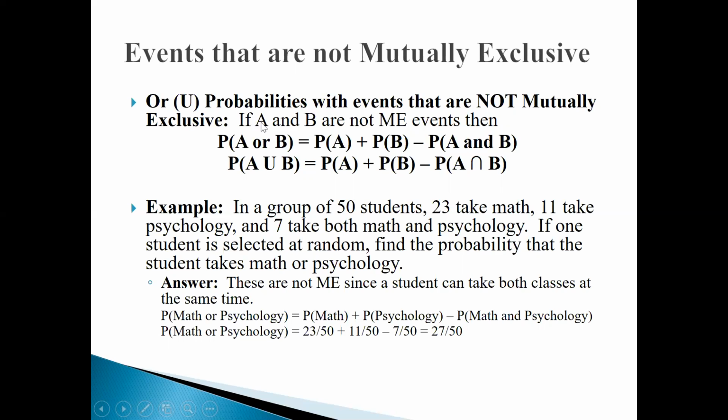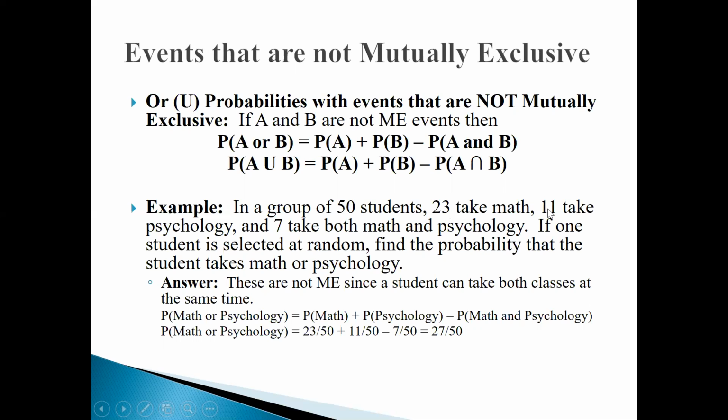So if we want to find a student takes math or psychology, we have to take the probability of math plus the probability of psychology minus the probability of math and psychology. So what we have to do is find what those probabilities are. And so for probability of math, how many math students were there? There were 23. Well, probability is going to be 23 out of 50 because we have 50 total students. And so the probability of math is 23 out of 50.